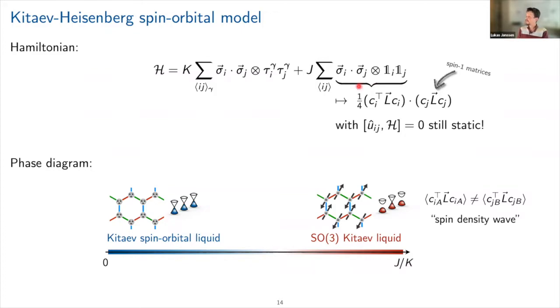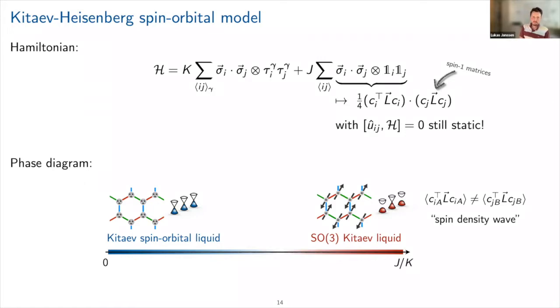And if you look at this term, then you would expect a spin density wave kind of transition, where basically this bilinear gets a vacuum expectation value. That's at least what you would expect in a mean field picture. So you would expect at least two different phases, and at least one transition between this symmetric spin orbital liquid phase and this phase which breaks the SO(3) symmetry, which is the spin density wave.